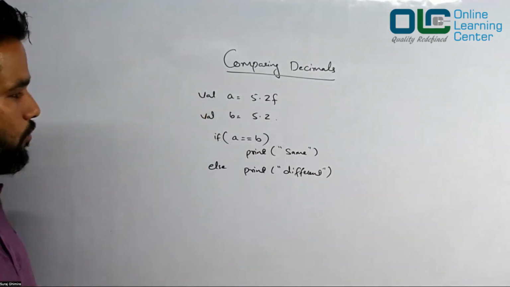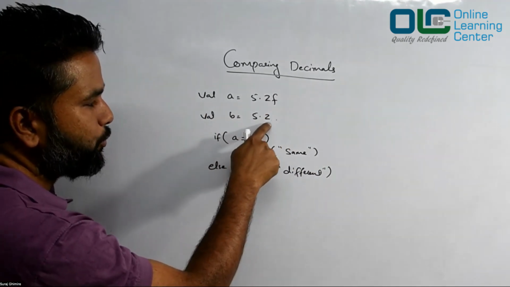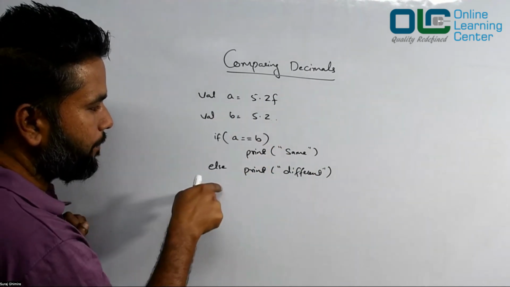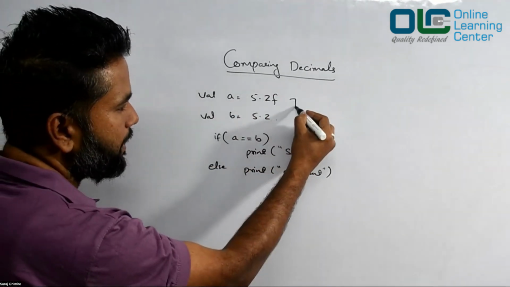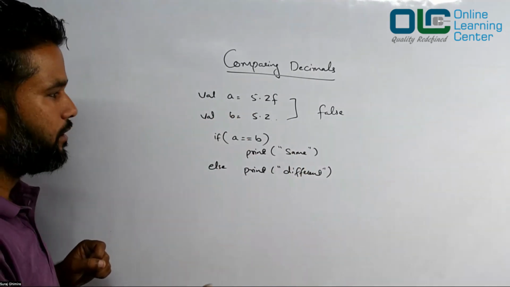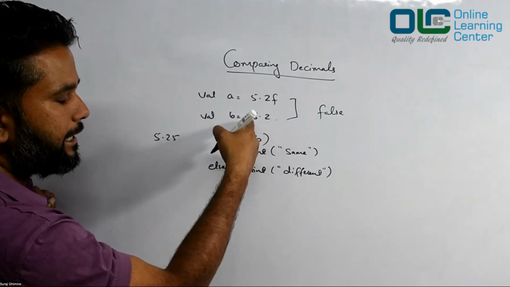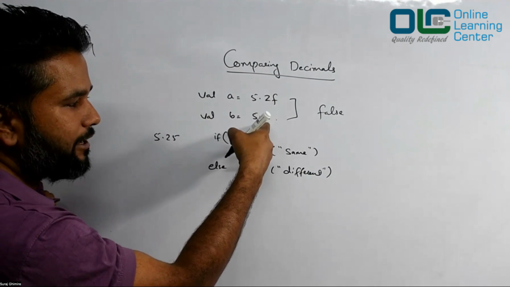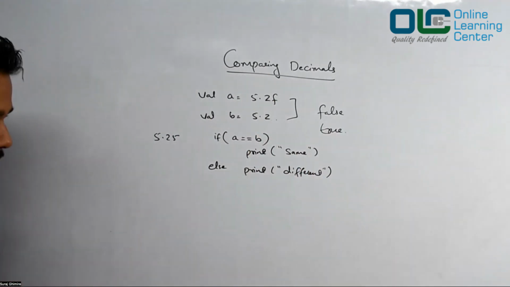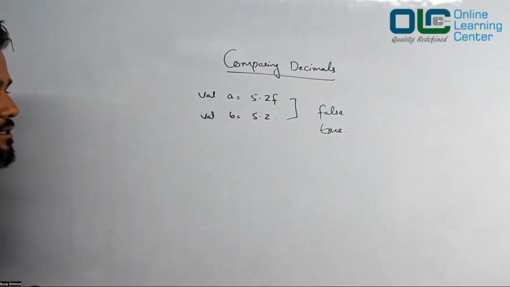So what we noticed was, when I said 5.2f and 5.2, this is float and this is double. But when you try to compare, this comparison gives me false. It says both are not equal. But if I change this value to 5.25 and this also to 5.25, then it says true. Now let me tell you the reason behind this. It is super interesting. It's all about precision.